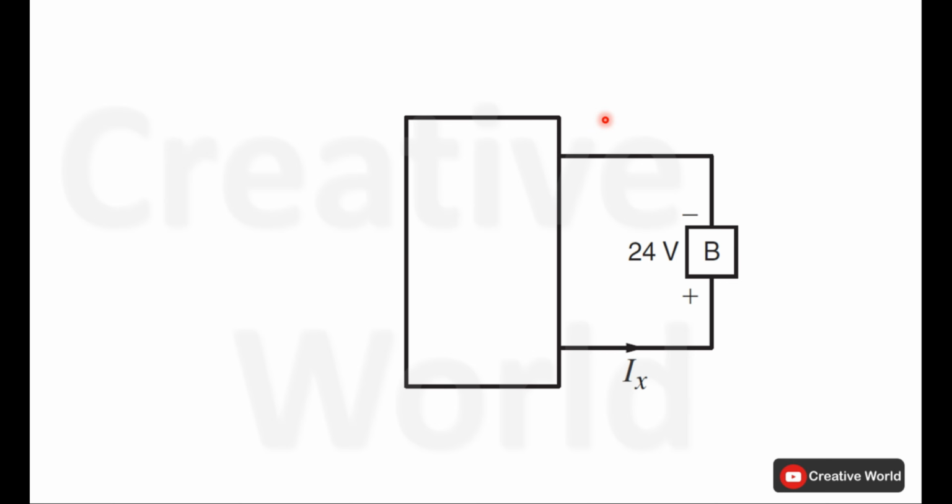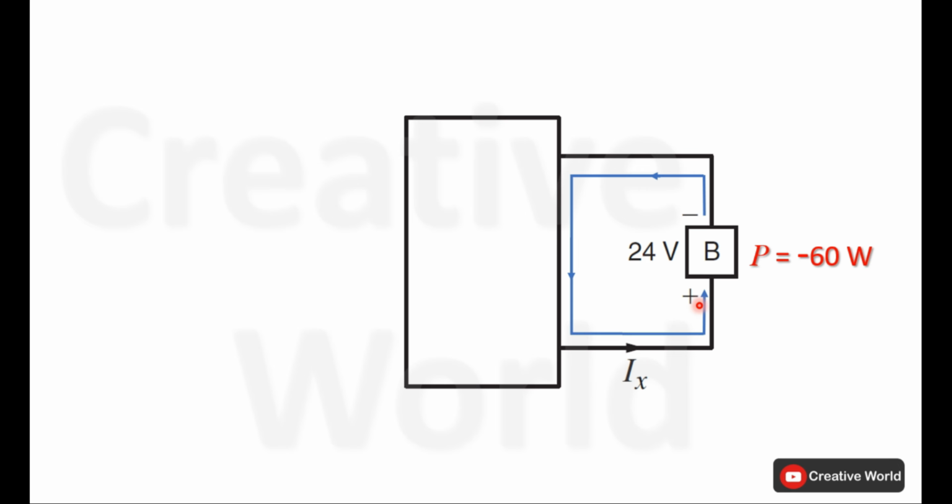First, we will try to collect the data given in this scenario. We have to calculate current Ix, and voltage across this element is given and the power supplied by this element is also given, minus 60 watt. The direction of current will be this according to this black arrowhead.